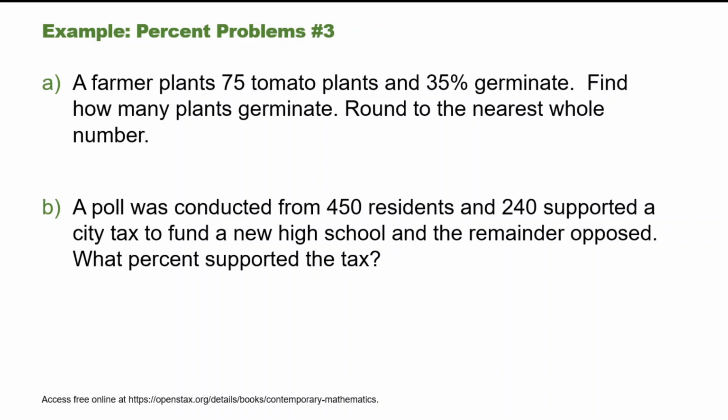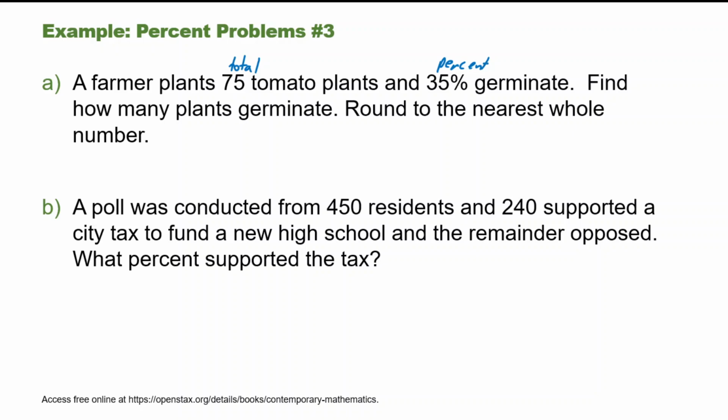Example, percent problems number 3. Part A. A farmer plants 75 tomato plants and 35% germinate. Find how many plants germinate. Round to the nearest whole number. So in this context, we know that there are a total of 75 tomato plants. I'm going to label that as total, 75. And we have a percentage. We're told 35% germinate. The number that germinate is going to be a part of that whole.